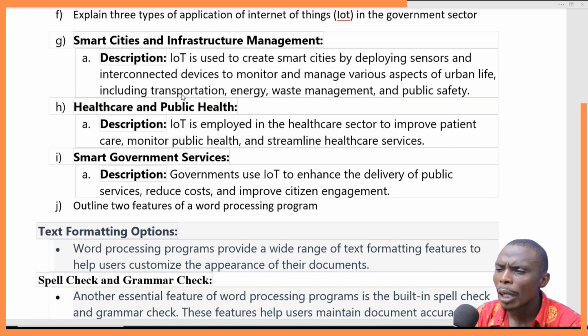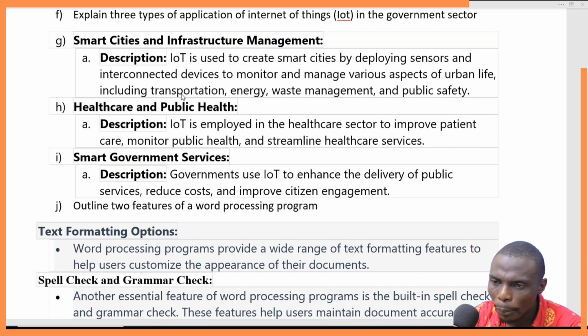For example, the government sometimes can use IoT to deliver services and to enhance the delivery of public services at reduced cost and improve citizen engagement. For example, we talk about the portals, things that are automatically done.